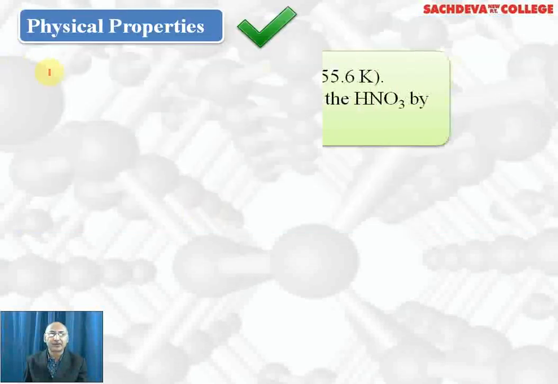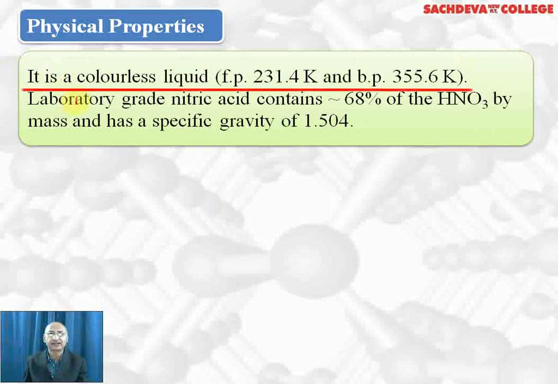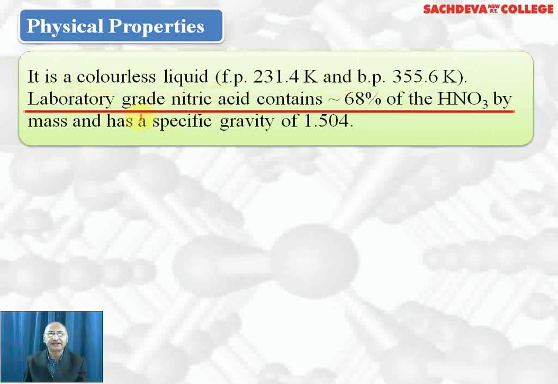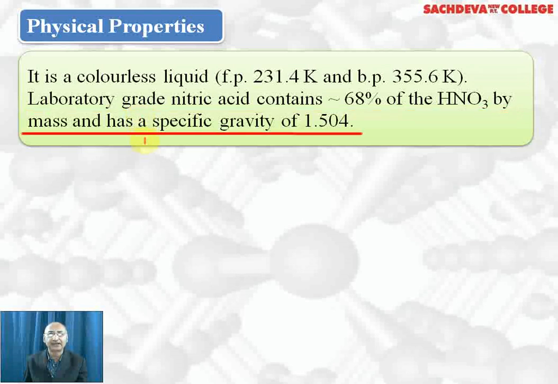Let's take up physical properties of nitric acid. It is a colorless liquid, freezing point is 231.4 Kelvin, boiling point is 355.6 Kelvin. Laboratory grade nitric acid is 68% by mass and has specific gravity 1.504.